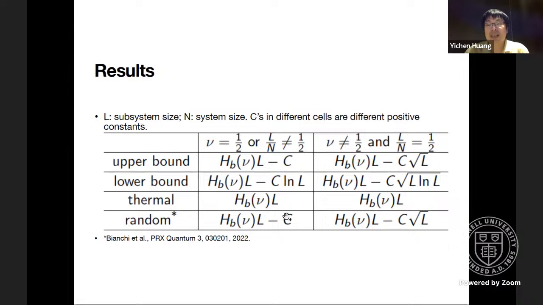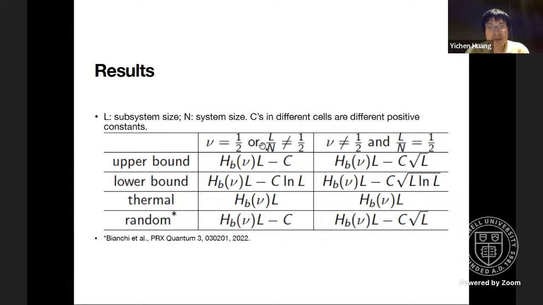So in this table, for technical simplicity, we just look at the case that capital L is a finite fraction of the system size. Here, C in different cells are different positive constants, and C may depend on capital L and N. Here, I have 3 columns and 5 rows, and let me mention them one by one.